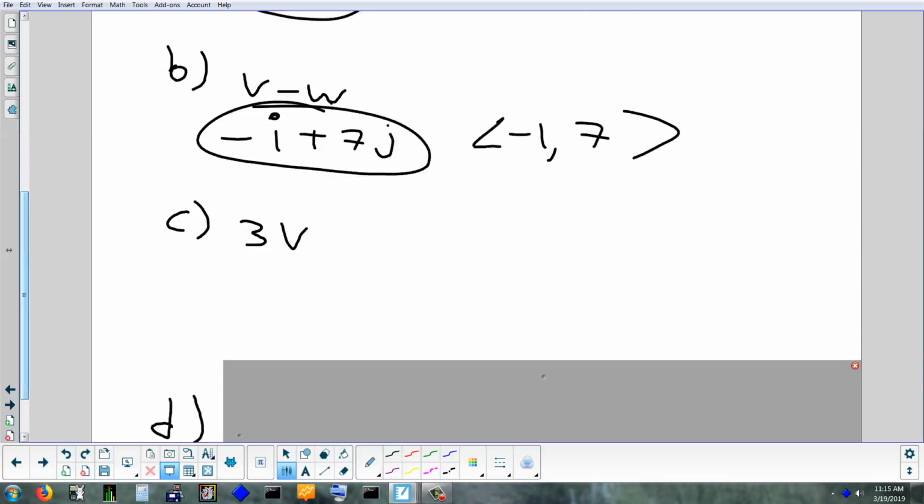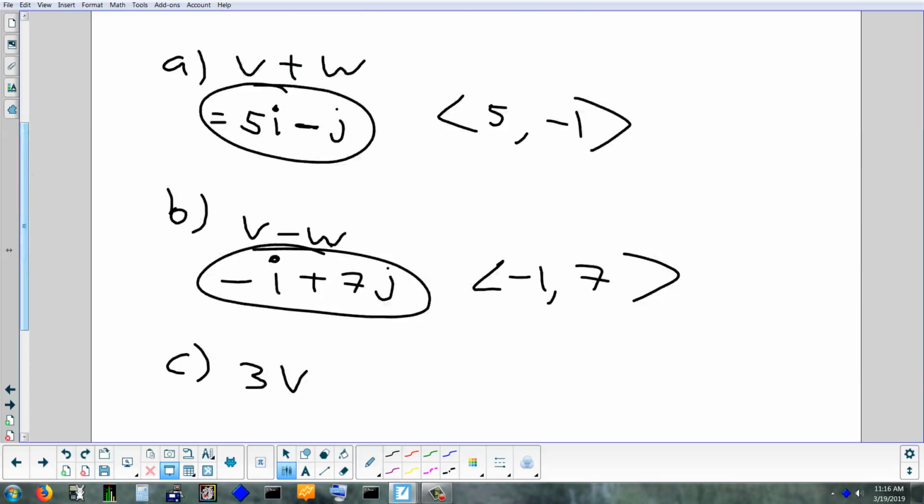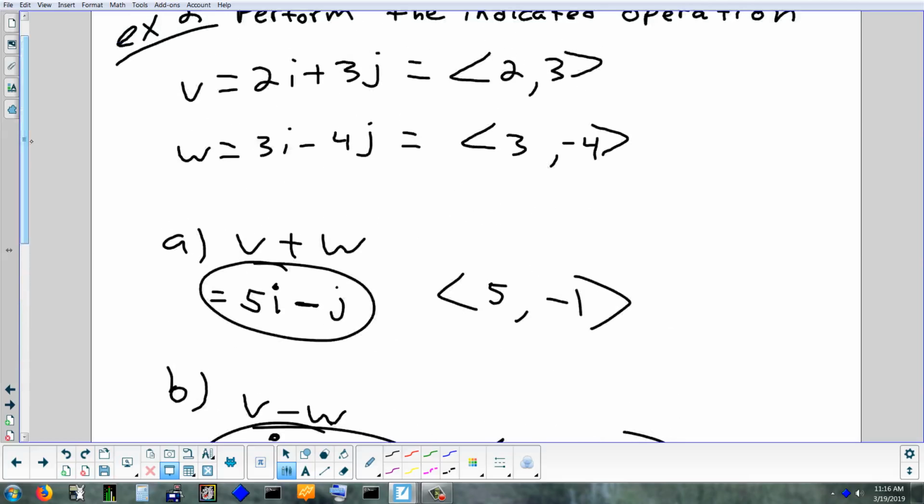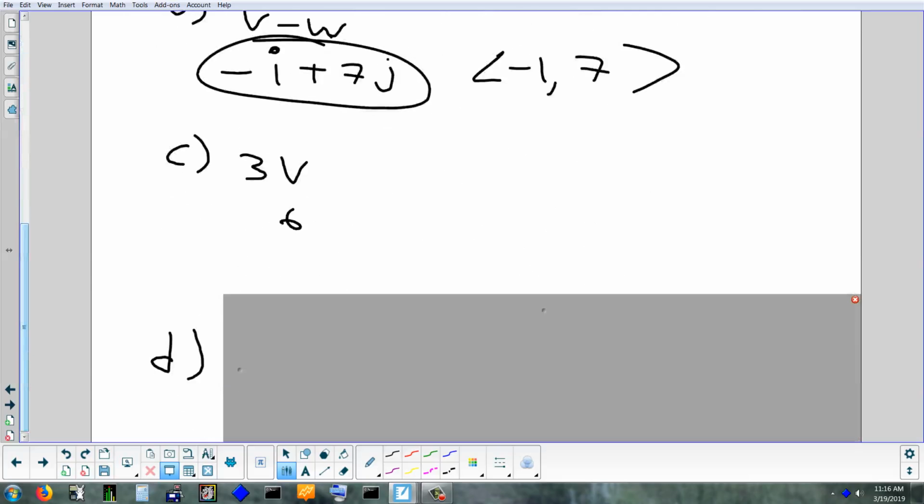Okay, this one's a little different because for scaling, you don't need two vectors. If you want to add, you got to give me two things to add. If you want to subtract, I need two things to subtract. To scale, I only need one vector to scale, not two. So we want to do 3v. Right? So Nate, if I scale vector v by 3, what would I get? You would get 6i plus 9j. Yep. So you just distribute the scalar to each component. 6i plus 9j.